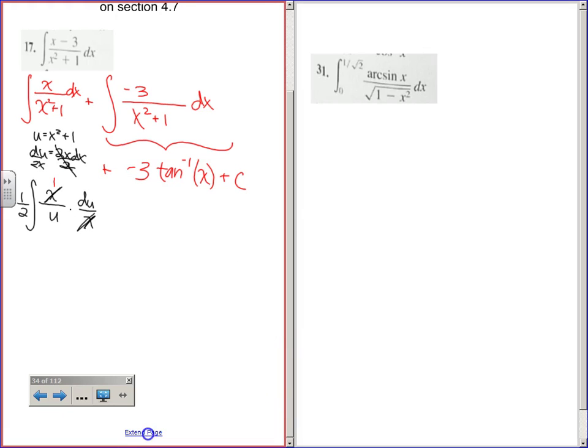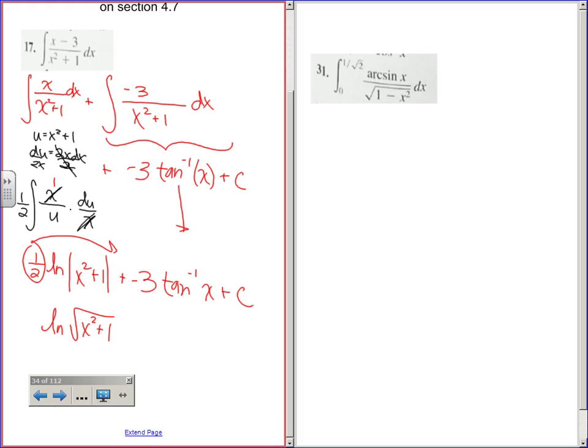Because if you take the integral of 1 over u, that's going to be 1/2 ln of u, x squared plus 1. And then I have this piece that needs to come down, minus 3 tangent inverse. The only other thing I can think of, I guess you could bring that 1/2 up. The absolute value is redundant because that's always positive anyway. So I guess we could have rewritten it like that by bringing the 1/2 power up, minus 3. How are we looking? We looking good? Questions? Split it up.